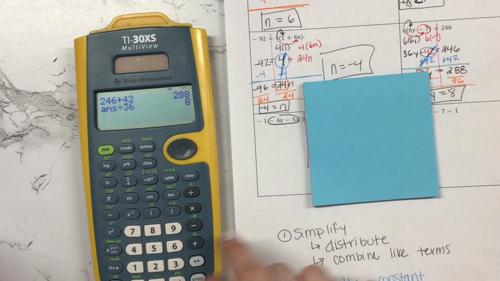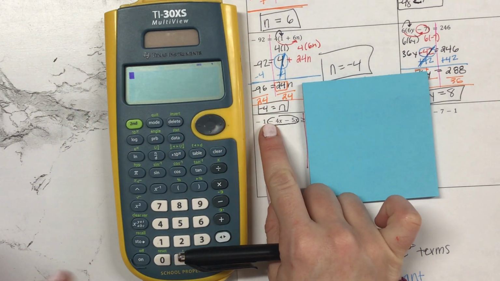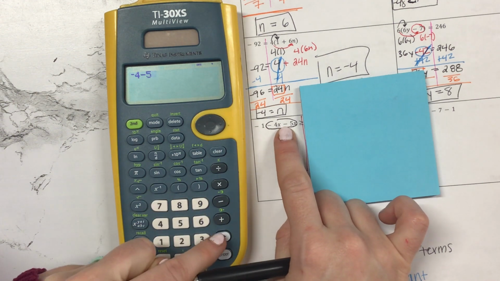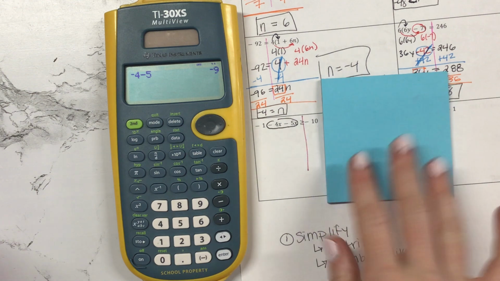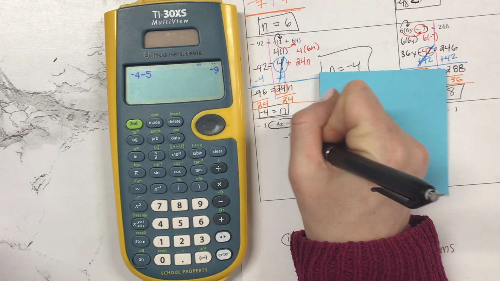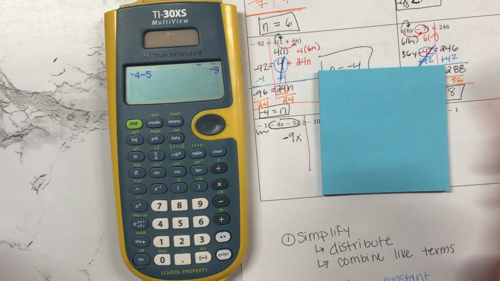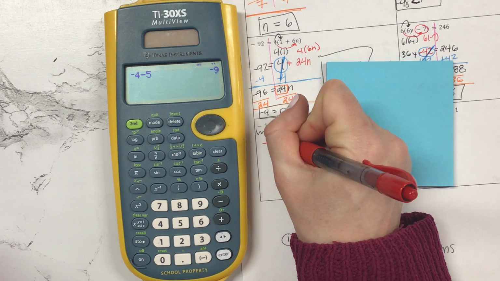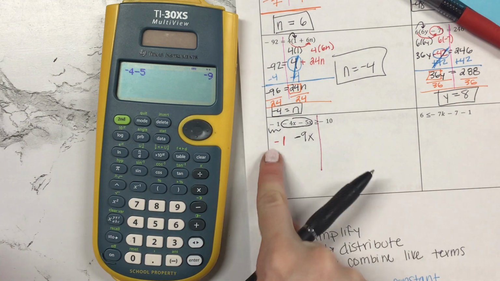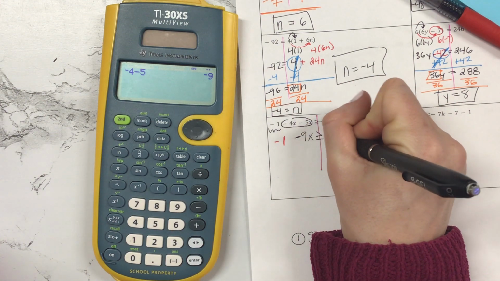So to combine those, I can add or subtract their coefficients. And we're going to type it like we see it. So we're going to type negative 4 minus 5. So that's negative 9x, or minus 9x. I still have to include this minus 1. So I'm just going to bring it straight down. So now it's negative 1 minus 9x is greater than or equal to negative 10.